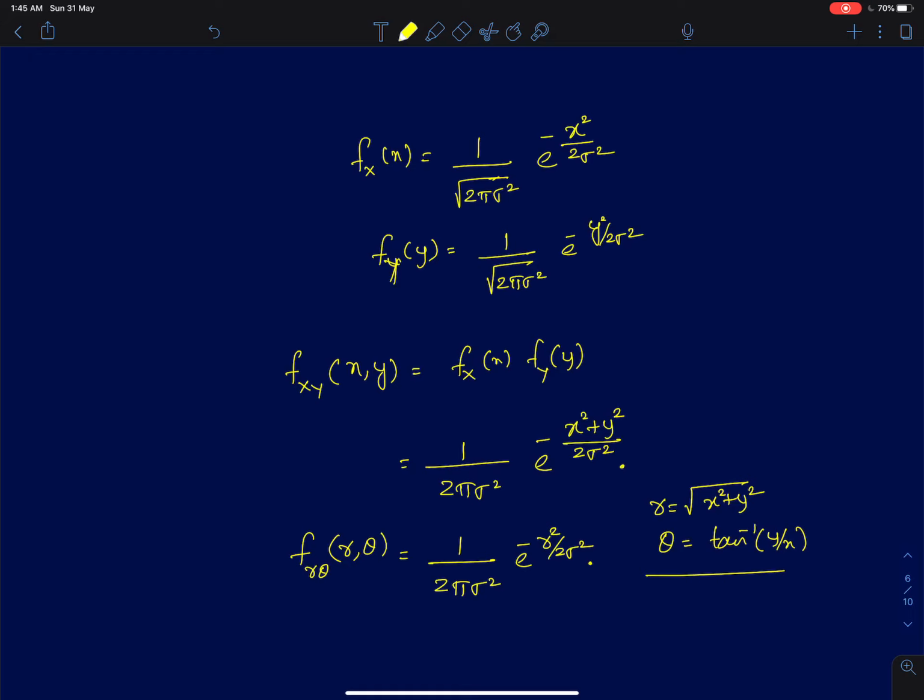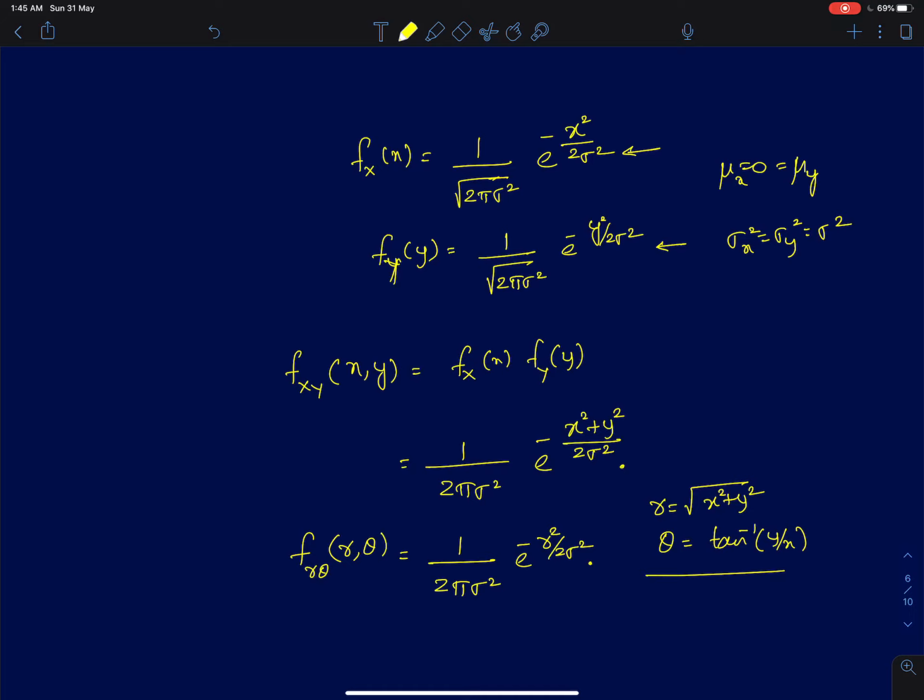Shown here are two Gaussian density functions in x and y. Both Gaussian functions have zero mean, so mu x equals mu y equals 0, and the variance is the same, sigma x square equals sigma y square equals sigma square. But for the time being, we will assume that they are independent random variables.